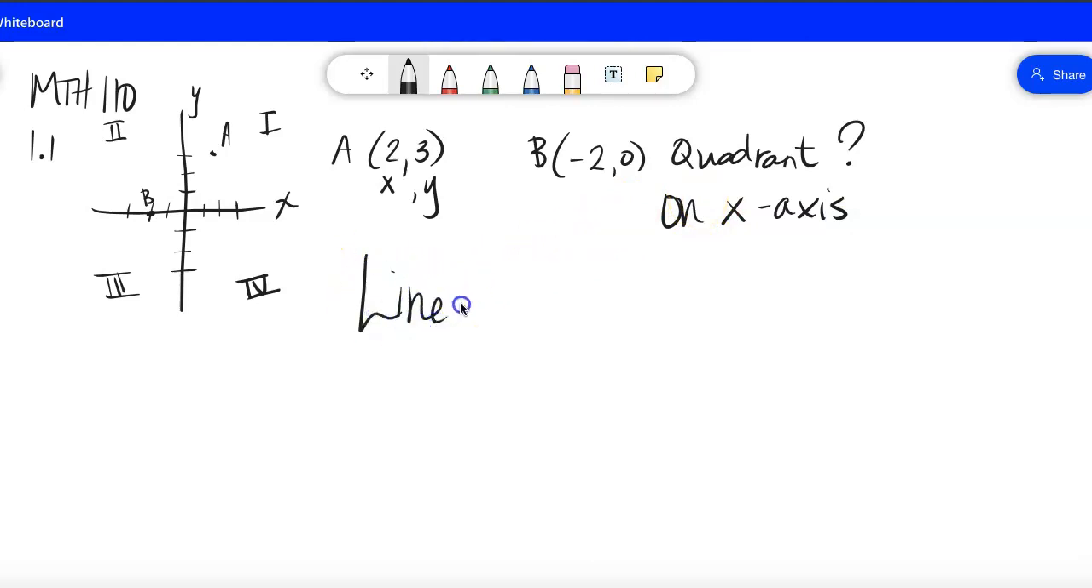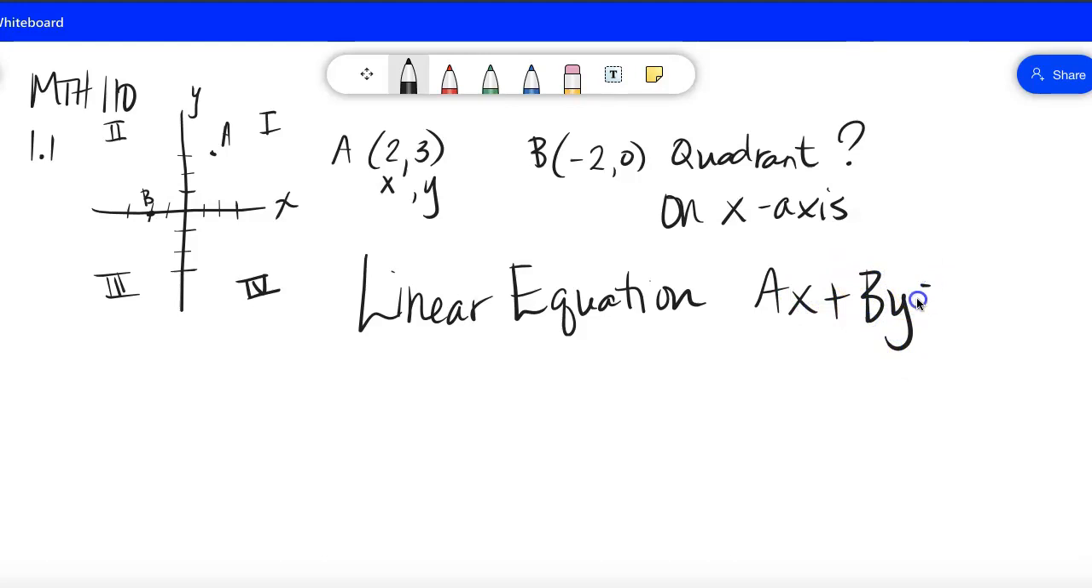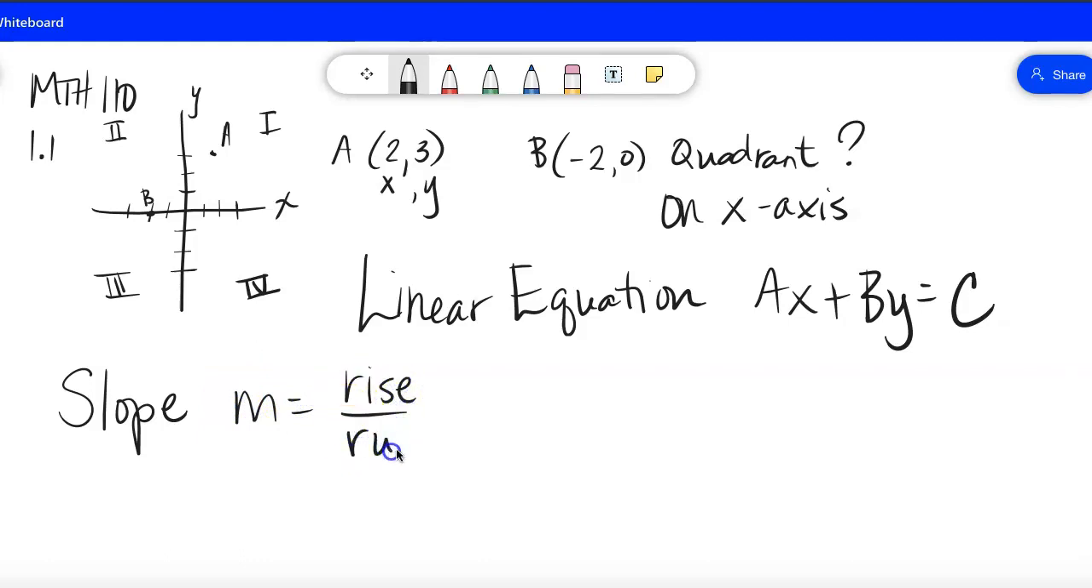Another important piece of information you were given was about just a linear equation in the form ax plus by equals c. And then later on in section 1, it talked about slope. So let's just mention slope a little bit. Slope is the steepness of a line. We use the letter M to represent slope. And typically we call it rise over run.